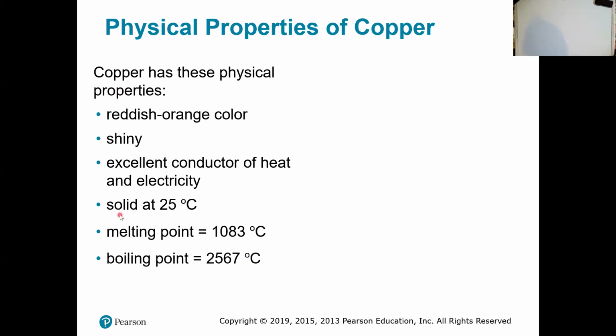If you notice that copper is solid at 25 degrees Celsius, that's a physical property. If you melt copper at 1083 degrees Celsius, that means your copper goes from solid to liquid. Its physical state has changed, but it's still copper. So chemically, it's still the same thing. So the process of melting something is not a chemical change.